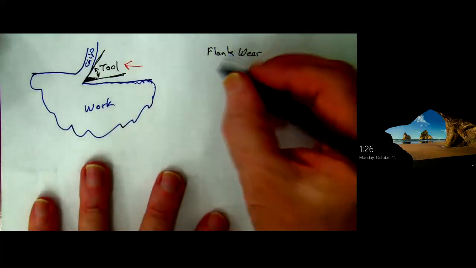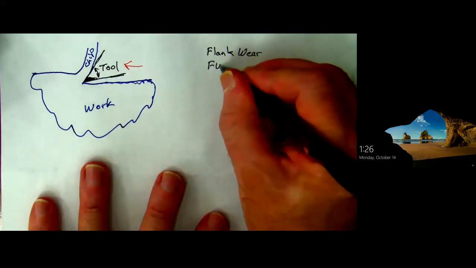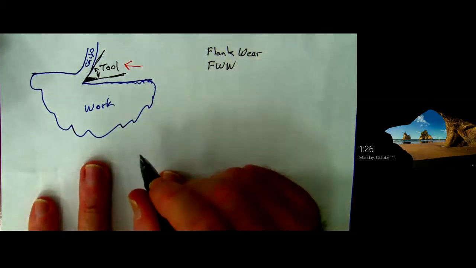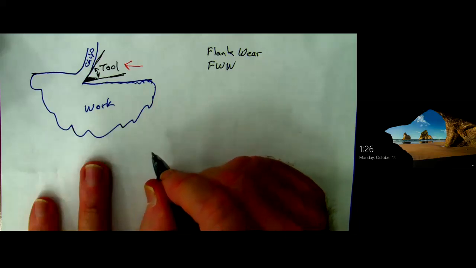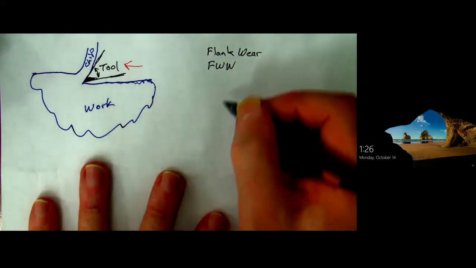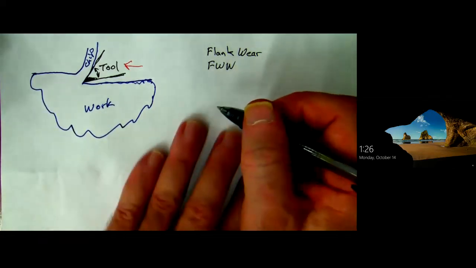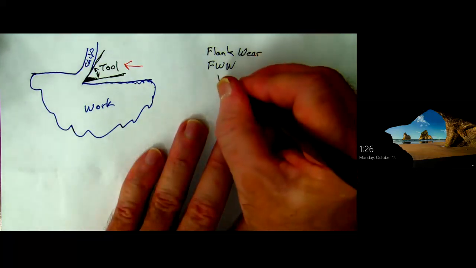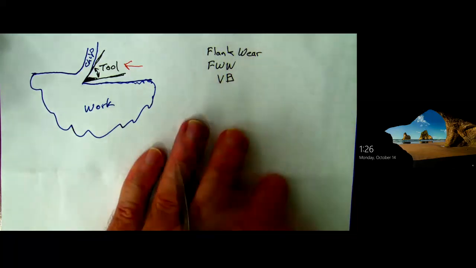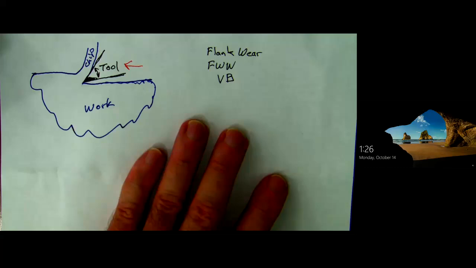And we measure that for flank wear width. Flank wear width, or VB, which is the German, and I'm sorry, even though my parents spoke German, I'm a Dummkopf and never learned any, so I don't even know what those words are. But anyways, it's called VB, and people tend to use the German.